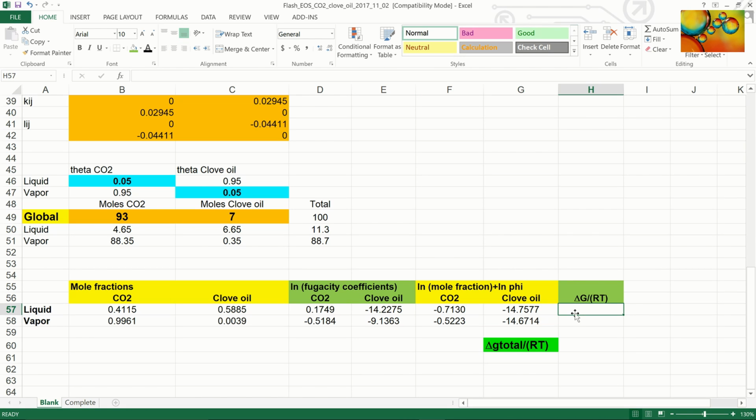We can now calculate delta G over RT for the liquid phase. To do this, we'll consider first the product of the amount of CO2 in the liquid phase times the summation of the mole fraction, ln of mole fraction, ln phi, and we do the same for the contribution of clove oil. By dragging down, we get the corresponding value for the vapor phase, and adding these two contributions, we get delta G over RT for the system, which we now need to minimize, and we call solver.